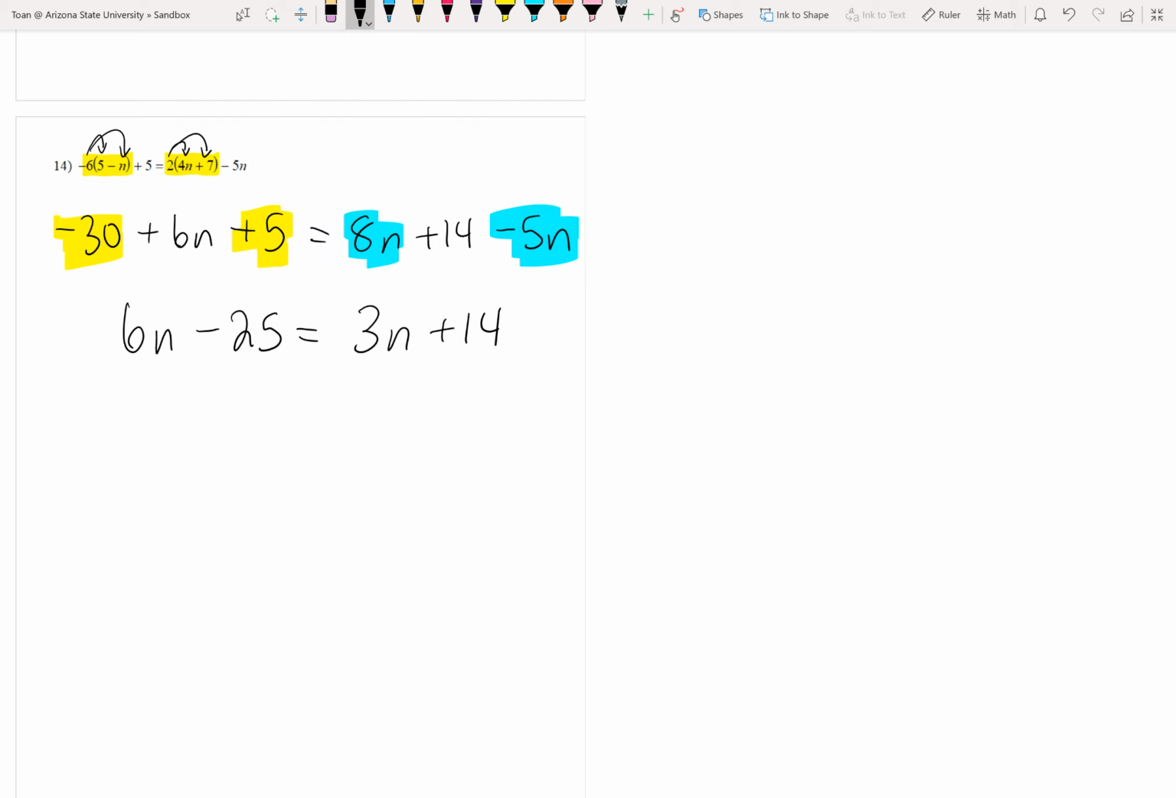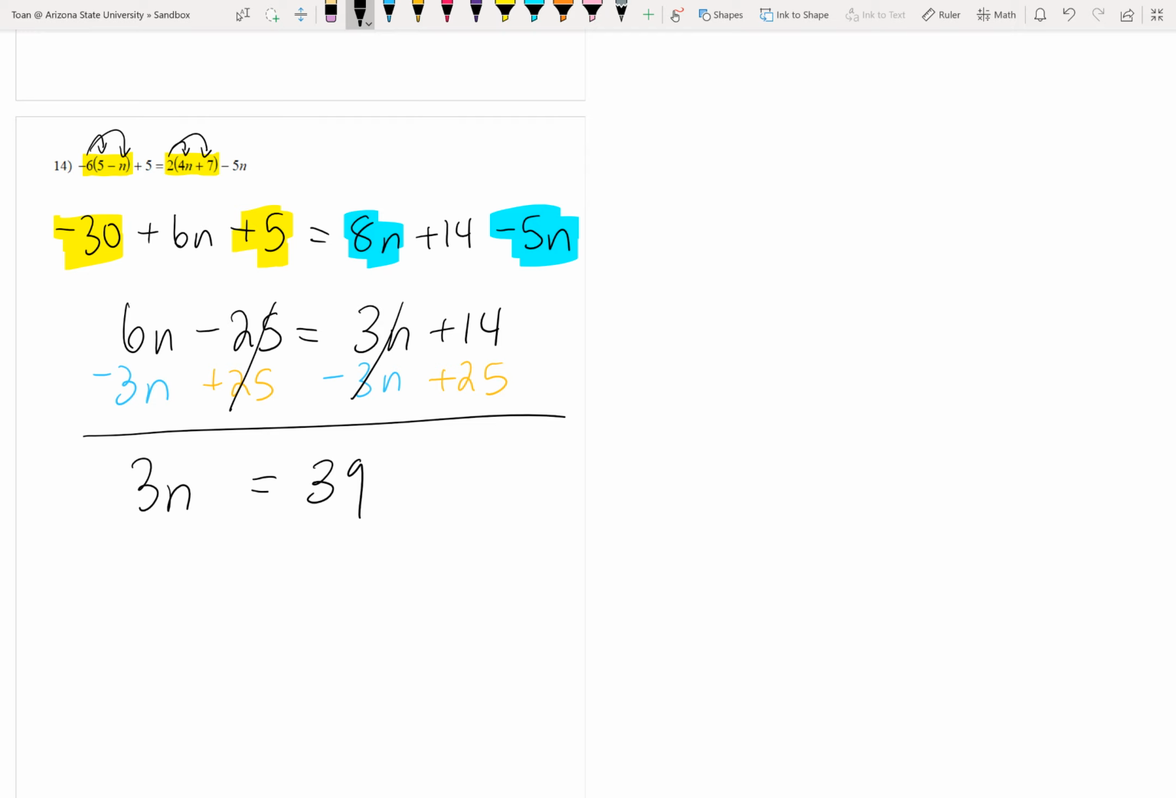The idea is you want all the variables on one side, all the constants on the other. Hopefully we can do two steps at once. I'm going to subtract the 3n from both sides, and then I'm going to add the 25 on the other. I'm moving the variables to the left, moving the regular numbers to the right. This gives us 3n equals, these are gone, these are gone. What's that, 39, and then dividing both sides by 3 gives you 13.